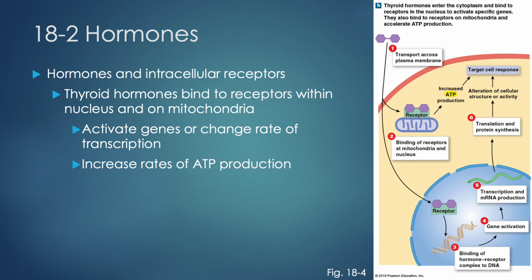Because of where they're binding, think of what happens in these organelles. In mitochondria, we have ATP production, right? The powerhouse of the cell. And in the nucleus, we have genetic reproduction occurring. So what could these possibly do? Well, when these thyroid hormones bind to receptors on the mitochondria, they'll increase rates of ATP production. And when the thyroid hormones bind to receptors on the nucleus, they can either activate genes or change the rate of transcription.